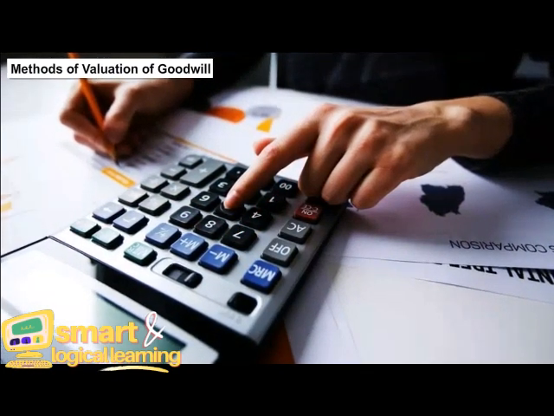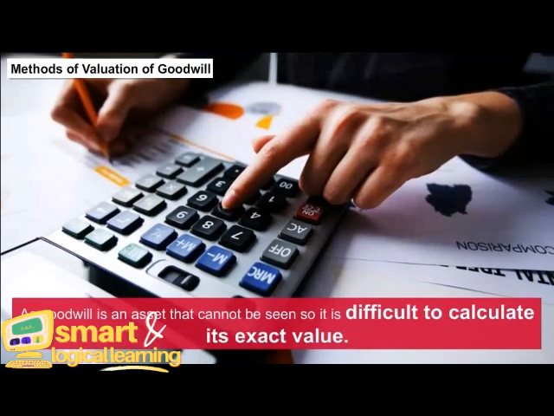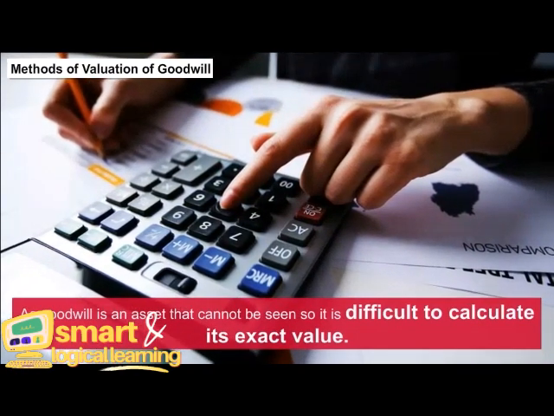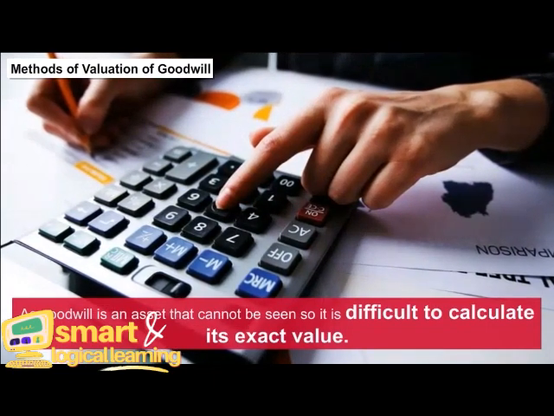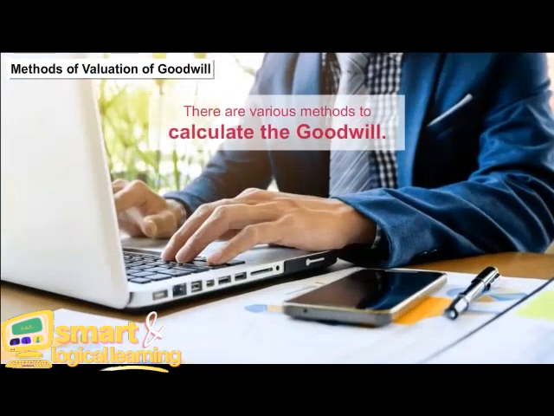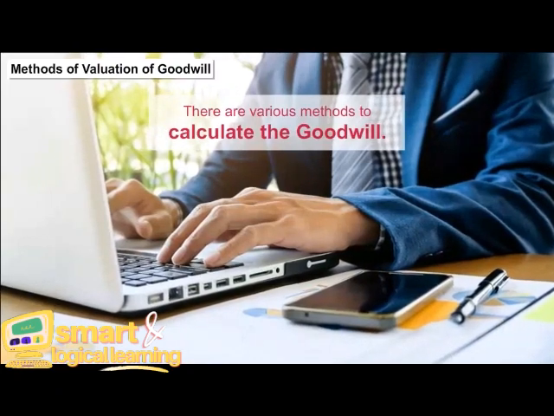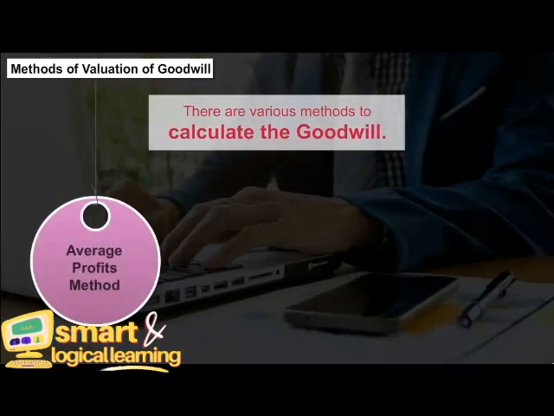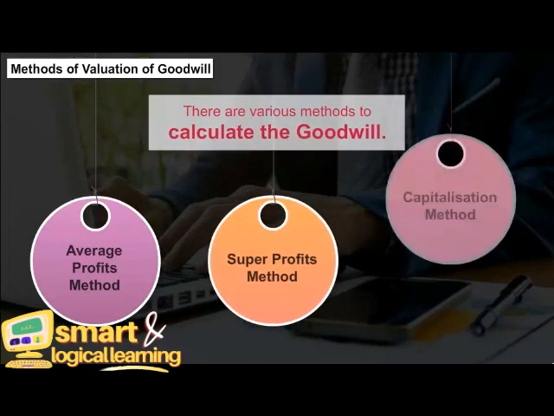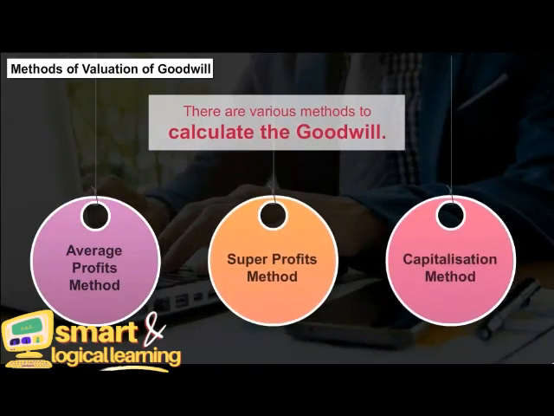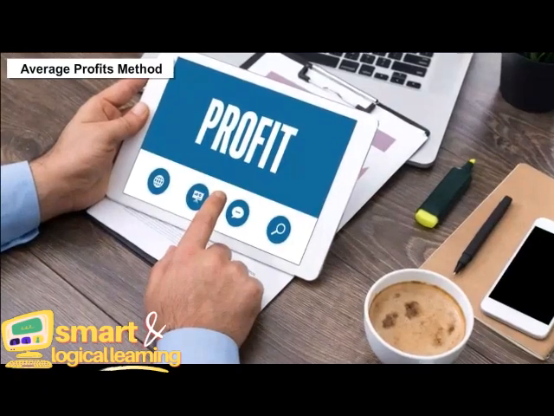Methods of valuation of goodwill. As goodwill is an asset that cannot be seen, it is difficult to calculate its exact value. There are various methods to calculate goodwill: average profits method, super profits method, and capitalization method.